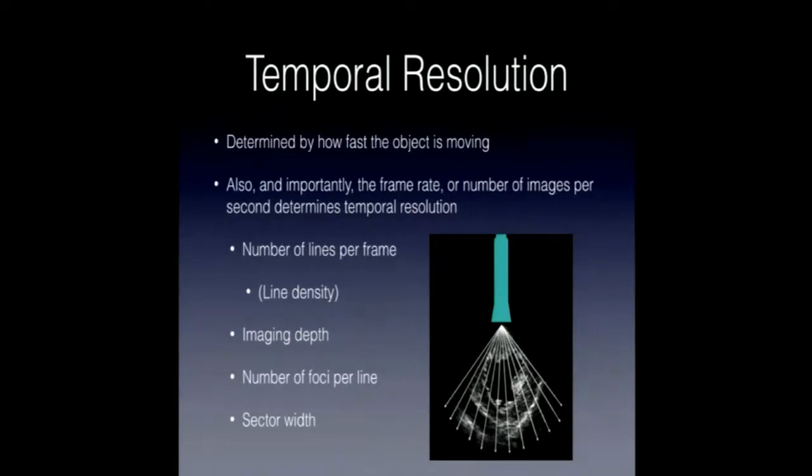Okay, so the frame rate is going to be affected by the depth of our image, the number of scan lines that we demand for adequate resolution, and also the number of foci per line, which is a little bit more complicated. And then the sector width. As you know, the ultrasound is a bit like a pizza, and if we narrow the sector, then we're not having to scan as many lines, and our frame rate's going to increase. So in the top left-hand corner of the image, you'll often see the frame rate written, and you should take note of that on echocardiography.